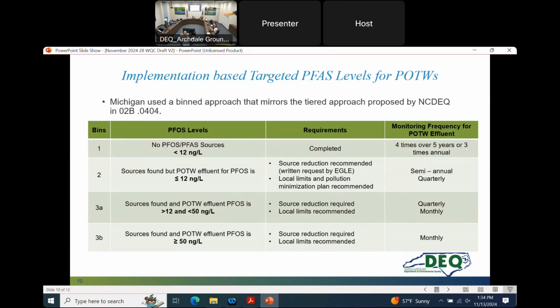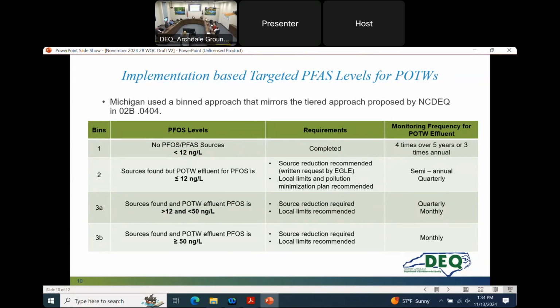If you have sources that are greater than 12, but the POTW effluent is less than 12, in their case they chose PFOS because it was a limiting factor, they said, work with these SIUs to reduce PFAS. And if you want to develop local limits, you can do that and continue to monitor. They had semi-annual monitoring, but they moved to quarterly. And so that way you keep showing that you're protecting the streams.